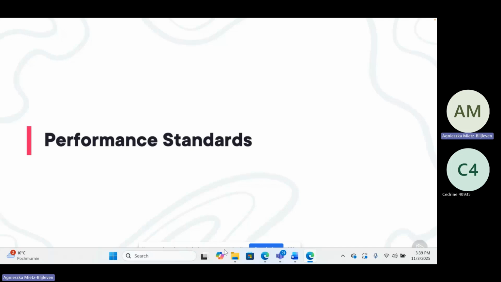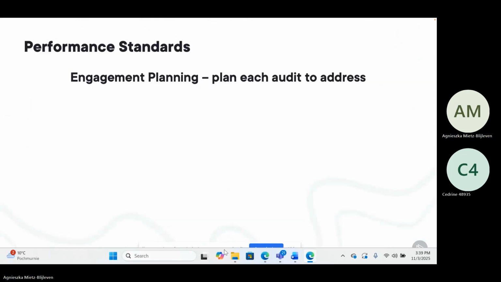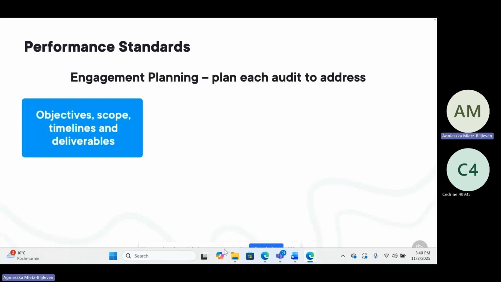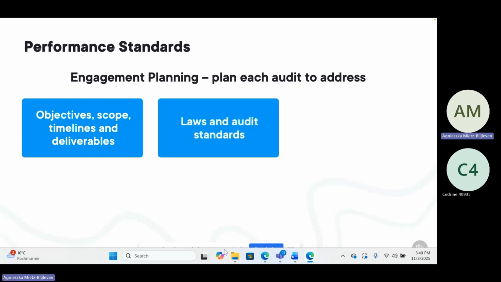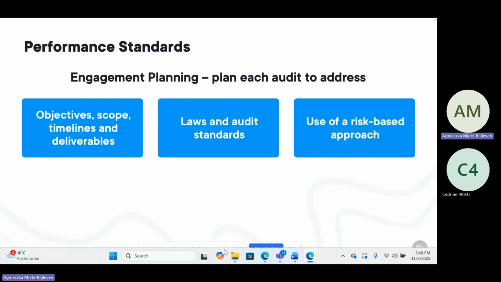Let's continue looking at the standards used when we do auditing. We looked at ethical standards and general standards. Now we are going to look at performance standards. Every audit should be planned in order to ensure that each audit meets certain objectives, has a scope, timelines, and meets its deliverables. We also want to ensure we address any applicable laws and audit standards that apply in this audit, and we use a risk-based audit approach so that we're able to audit the areas of higher risk as we plan our various audit engagements.